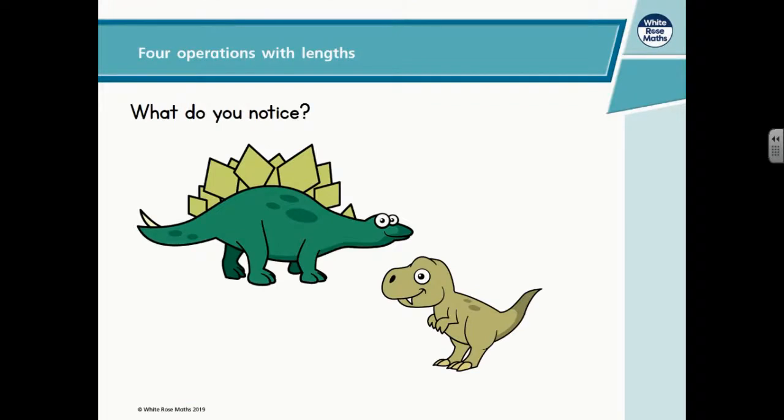4 operations with lengths today. But first of all, here are 2 dinosaurs. Have a look. What do you notice? Because so much of maths is about looking and noticing, first of all, before we do any calculating or any measuring or anything. Just looking and noticing.